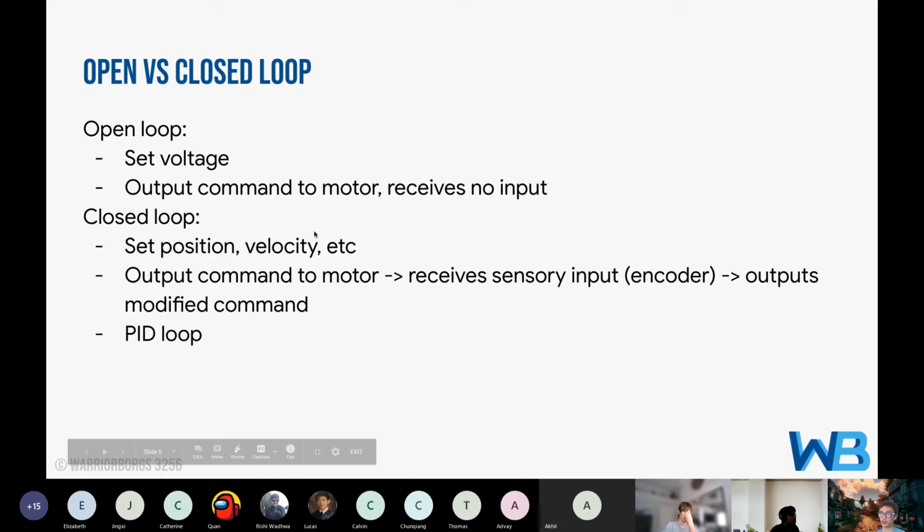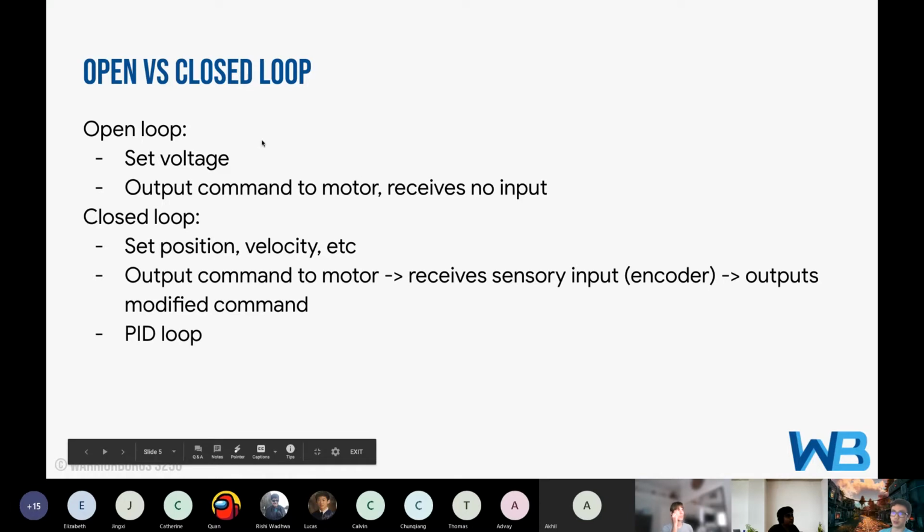And closed loop, on the other hand, is, for example, when you want to set the position or the velocity of the motor. In closed loop, you output a command, then you receive sensory input, in this case through the encoder, and then the next output will be a modified command. One example of this is a PID loop, which we're going to talk about later. For open and closed loop, we use both of these in our robot.